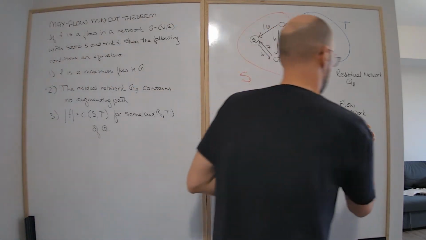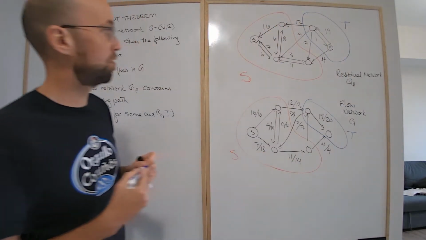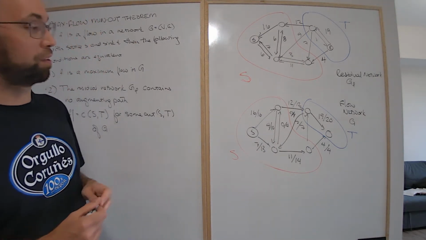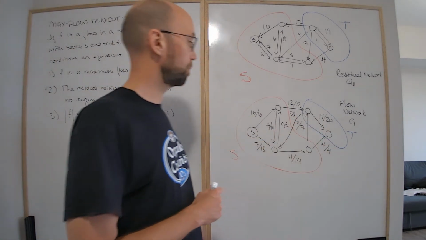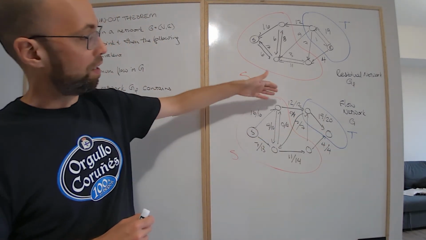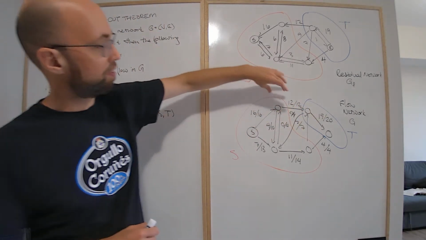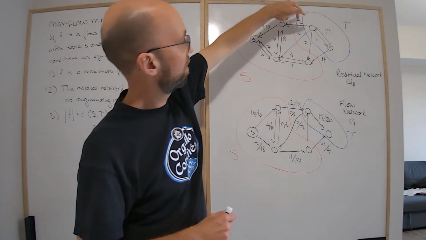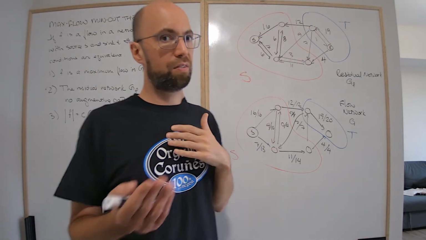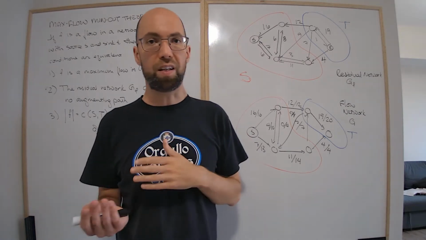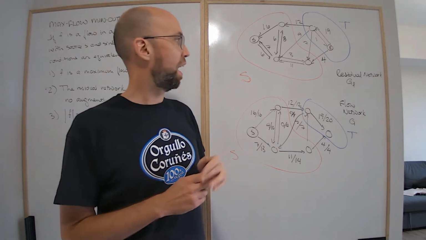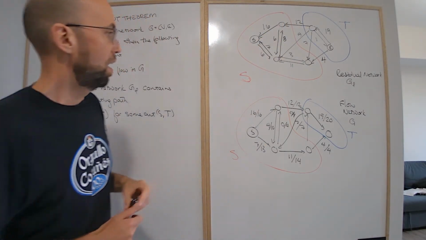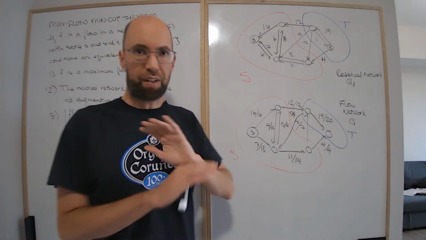So S and T: S is a subset of vertices that contains S, the source. T is a subset of vertices that contains T, the sink. And the cut partitions the vertices. The cut is the edges between S and T, the edges that go from S to T. Okay, that's a cut.